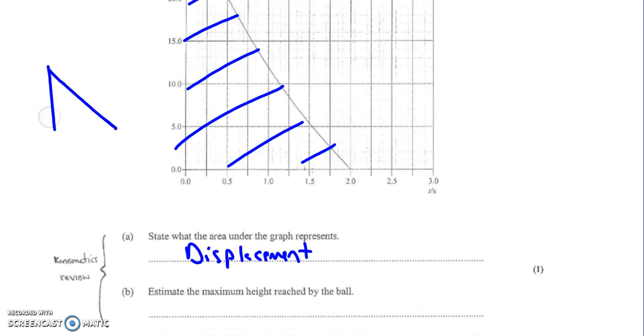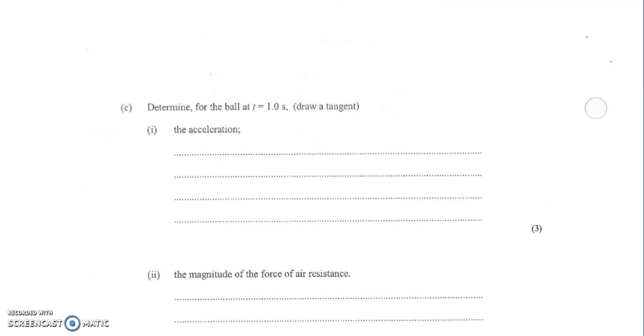If I want to estimate it, notice it says estimate because I can approximate this to be a triangle where I have a base of 2 seconds and a height of 30 meters per second. The area of that triangle would be half the base times the height, so this is half of 30 times 2. So I get approximately 30 meters. And that's part B.